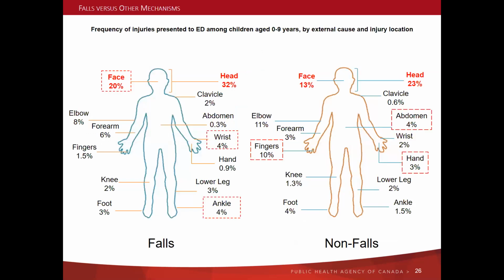Here we've labeled some of the top injured body parts in both the fall and non-fall groups. Regardless of the cause of injury, the head and the face had the highest proportion of injuries, although the head, face, wrists, and ankles occupied greater proportions of fall injuries, while among non-falls, the abdomen, fingers, and hands occupied higher proportions.